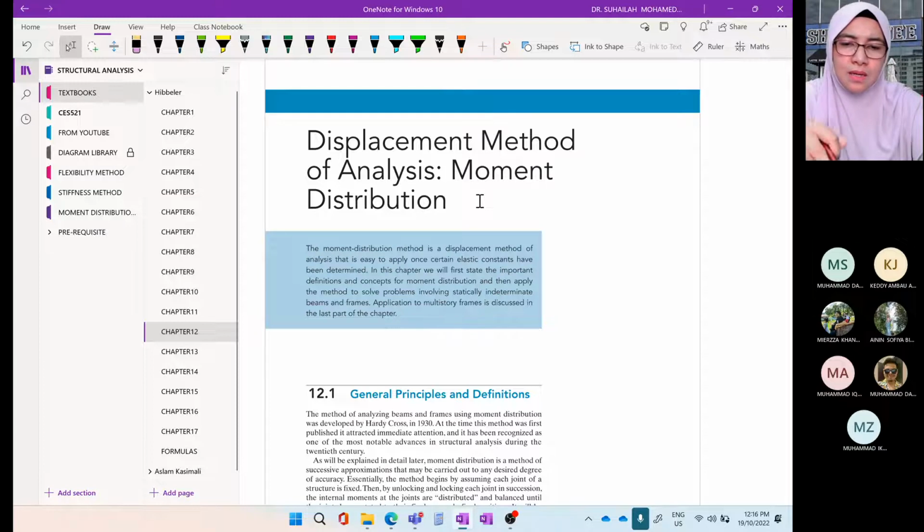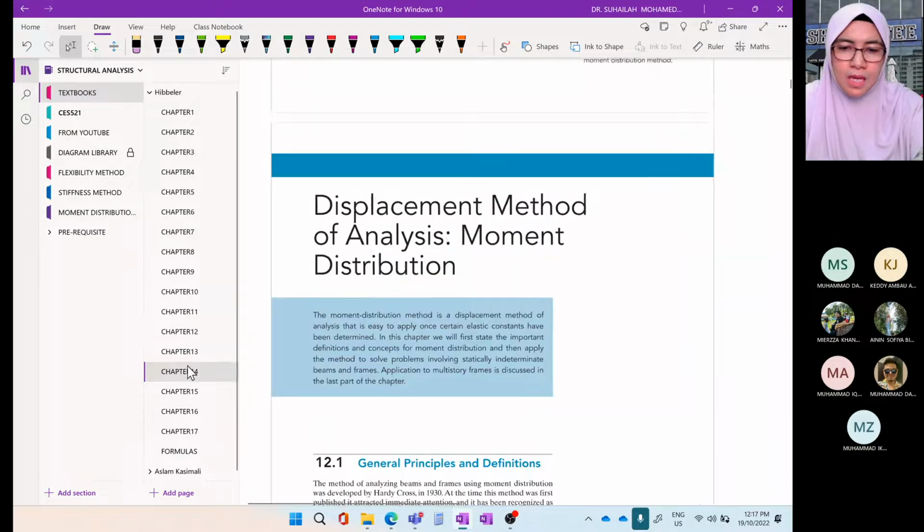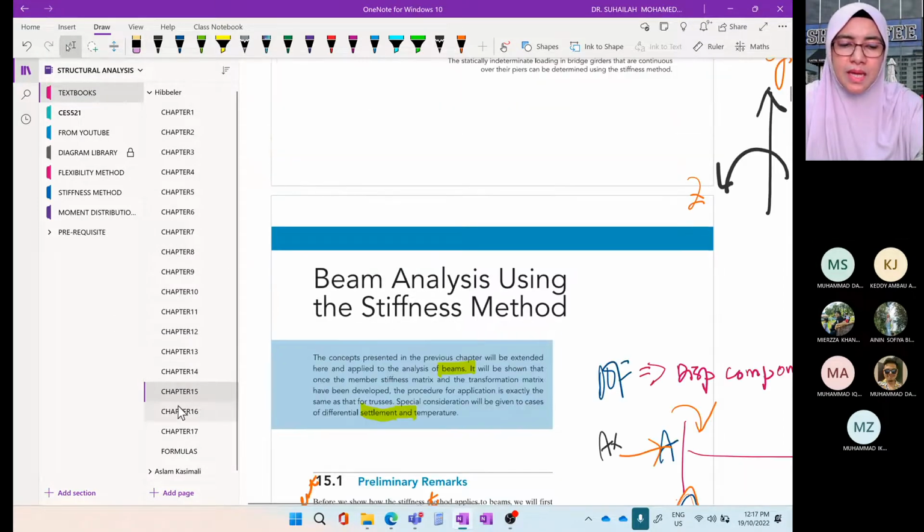Jadi bila moment distribution method ni, you have to read also whatever explanation about the system, about the structure described in chapter 11. Jadi chapter 11 ada poin-poin penting untuk you faham the whole about moment distribution method. Yang ni chapter 3 dalam kita punya syllabus. So chapter 3 ni kita akan start bulan 1, 4 minggu lepas tahun baru lah, lepas Christmas and lepas tahun baru. Moment distribution method. Chapter 2 stiffness method ada pada chapter 14, 15 and 16.